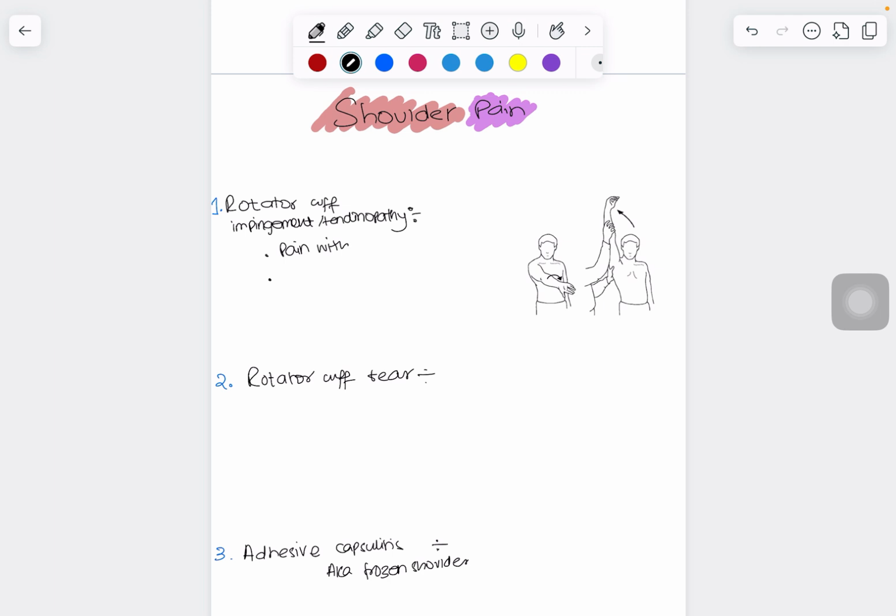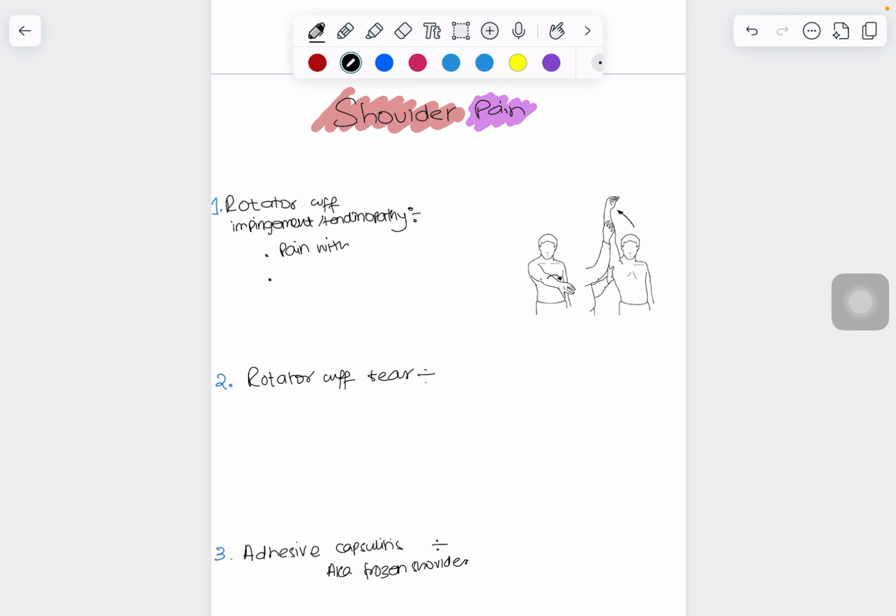Then, are there any particular examination findings? Is there any tenderness anywhere? Are there any positive physical examination tests? What movements are affected? Is there pain with abduction, external rotation, internal rotation, flexion? So, all of these can help us to narrow down our differentials.